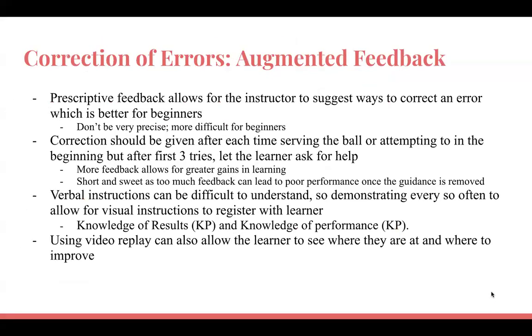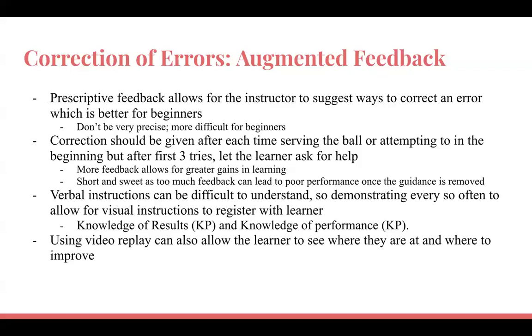The correction of errors. For teaching an overhand volleyball serve, I will implement both the knowledge of results and knowledge of performance. Knowledge of results is information about the success of an action with respect to the goal. For example, in our case study, some outcomes of an overhand serve could be the ball landed inbounds or your serve did not clear the net.